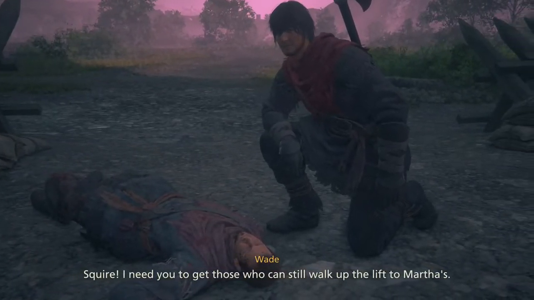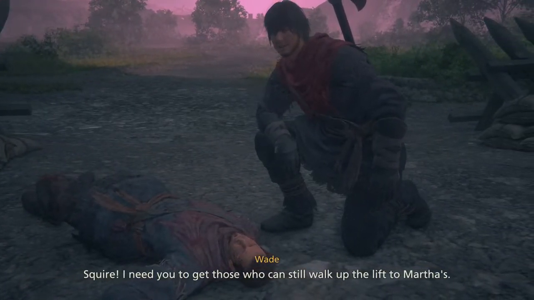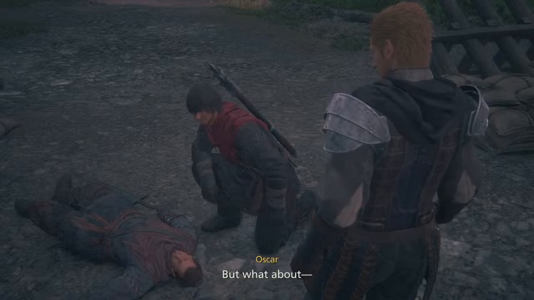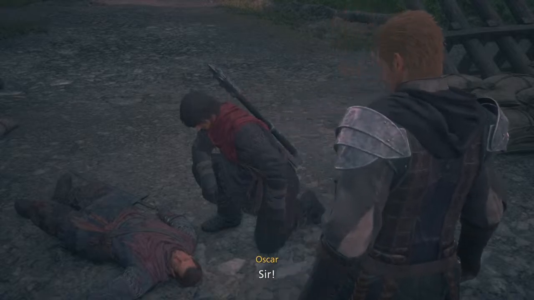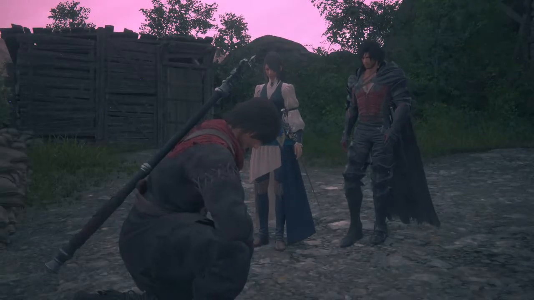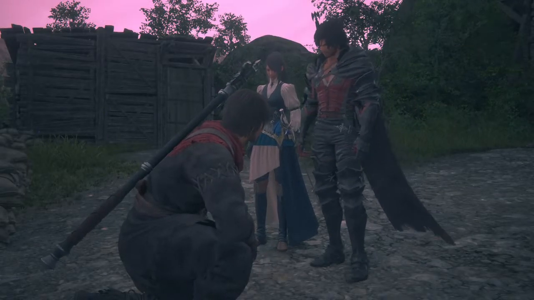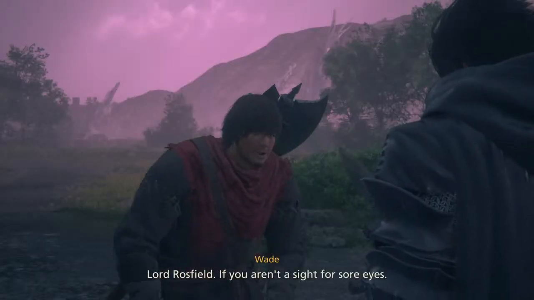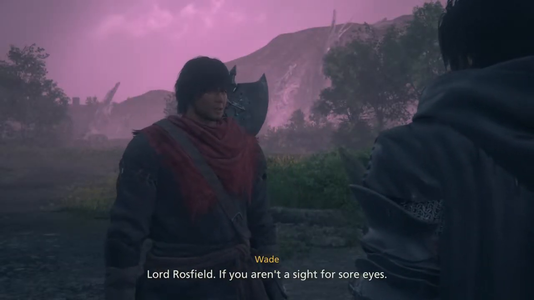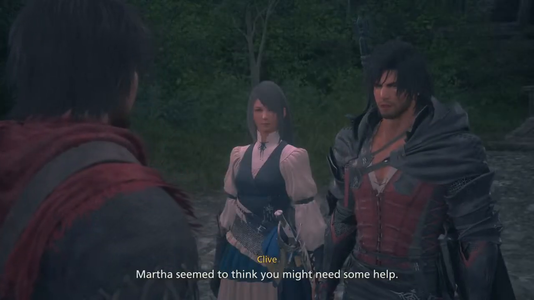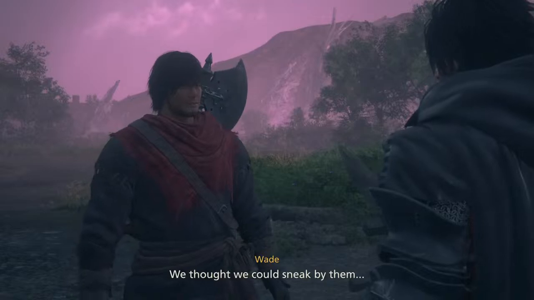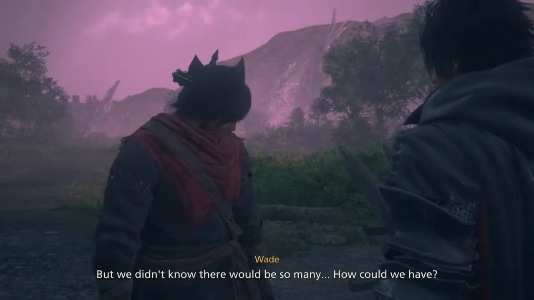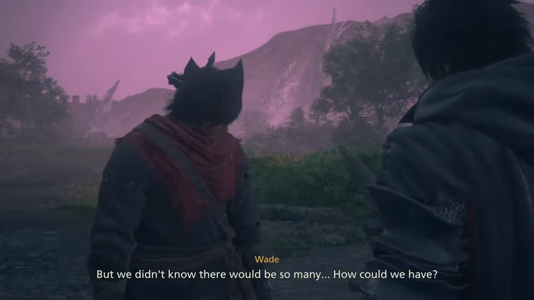Squire, I need you to get those who can still walk up the lift to Martha's. But what about... I didn't ask, Oscar. Sir. Sir Wade. Lord Rosfield. If you aren't a sight for sore eyes. Martha seemed to think you might need some help. And by the looks of it... We thought we could sneak by them. But we didn't know there would be so many. How could we have?